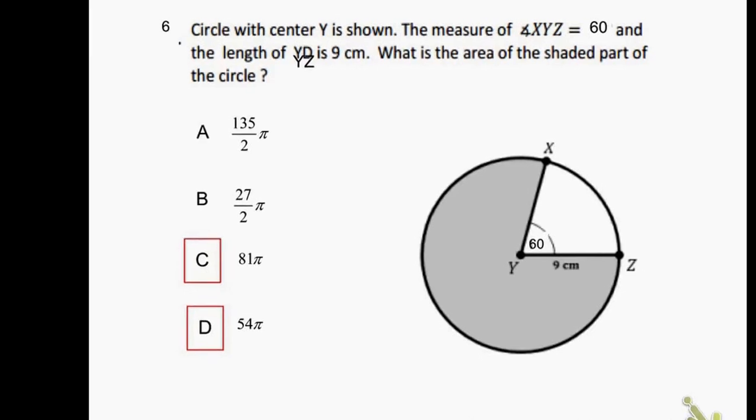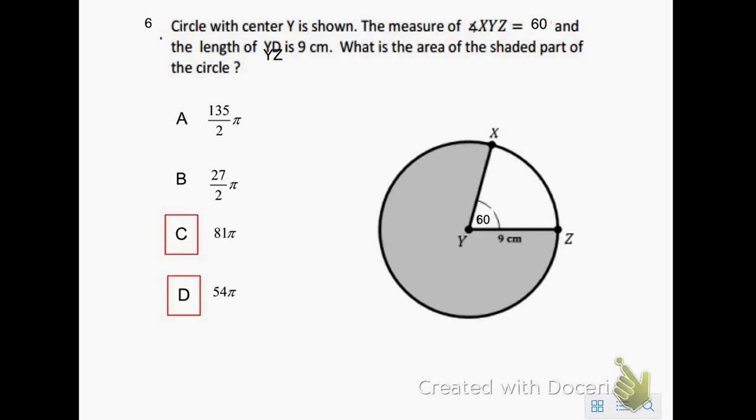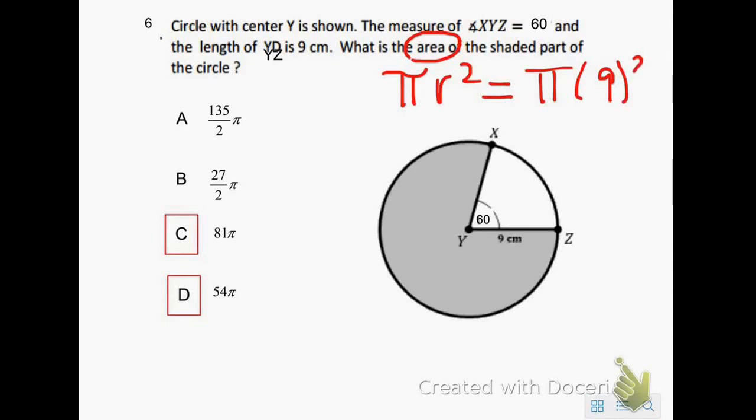Number 6, the circle with center Y is shown. The measure of angle XYZ is equal to 60, and the length of YZ is 9. What is the area of the shaded part of the circle? The key word here is area. So I need to go to my formula sheet and look up the area formula for a circle. The area formula for the circle is pi r squared. I notice from my picture that my radius is equal to 9. So that's pi times 9 squared. If I put that in my calculator, that says the area for this circle is 81 pi.